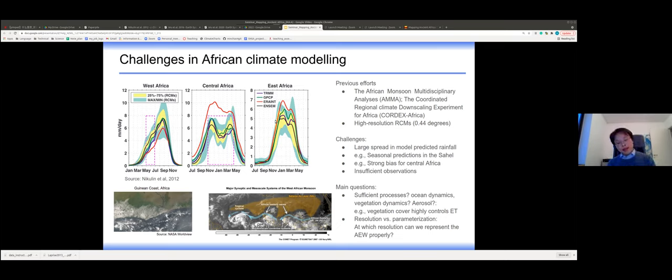The idea is that the project will use the same protocol, for example the same resolution, the same forcing data, or the same time periods, but for different climate models. Then we run the models and compare the results of the different models, and we see what the uncertainty of the climate modeling is.